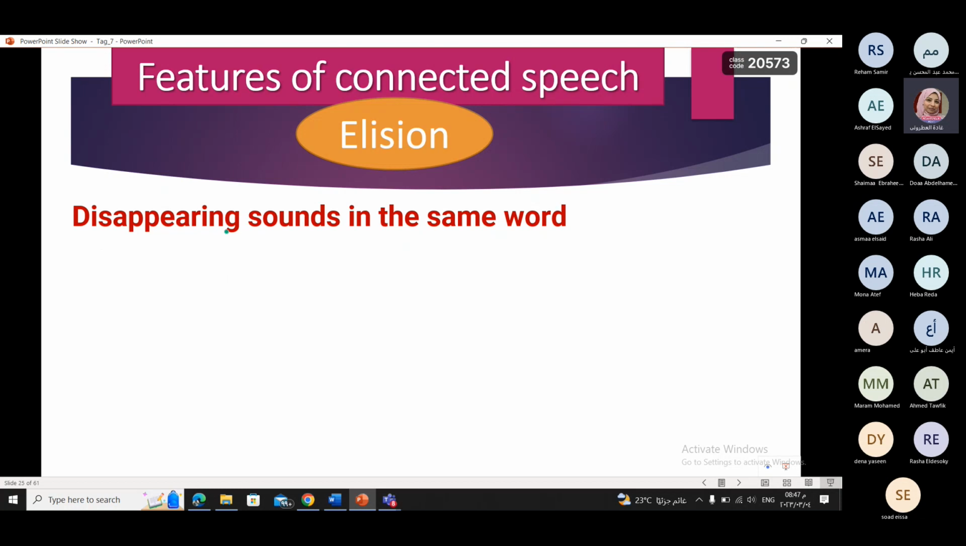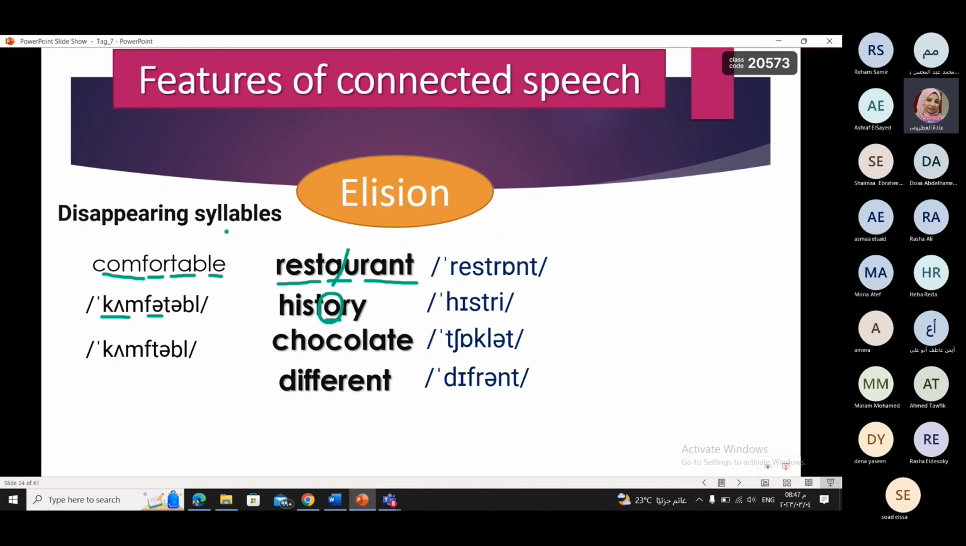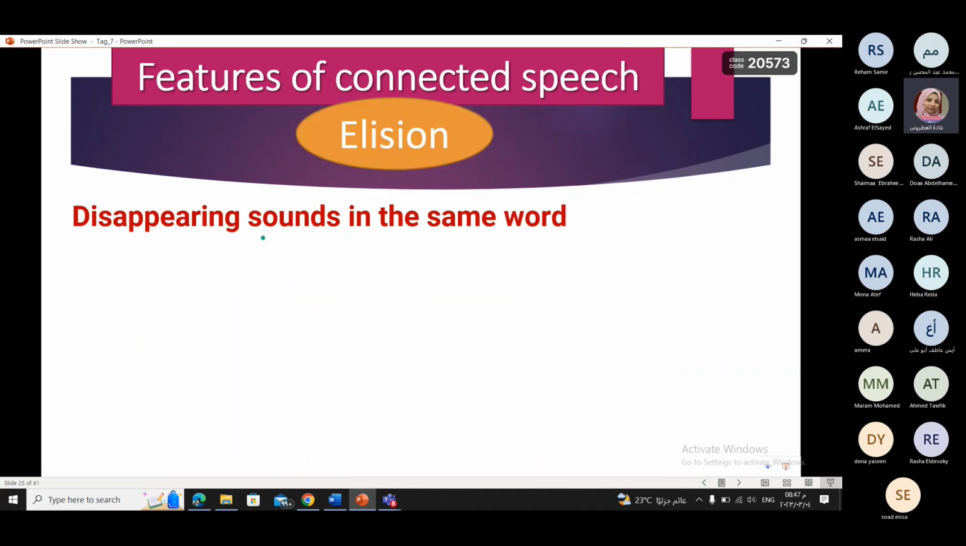Let me go back once again, please. One step back. This was about disappearing syllables. But some sounds also disappear, sounds, not syllables, in the same word. Who can read this, by the way? Friendship. Excellent. Where is the D? Where is this sound? It's not silent, it's elided. It disappeared. Bravo. It becomes friendship.